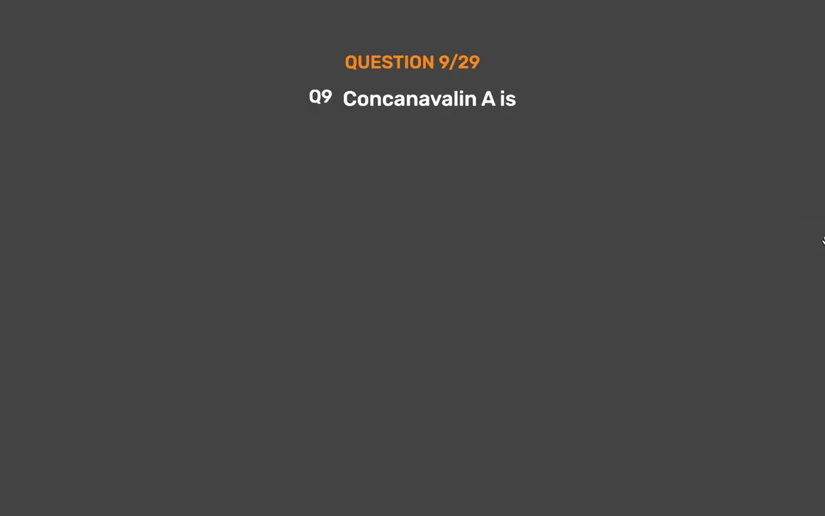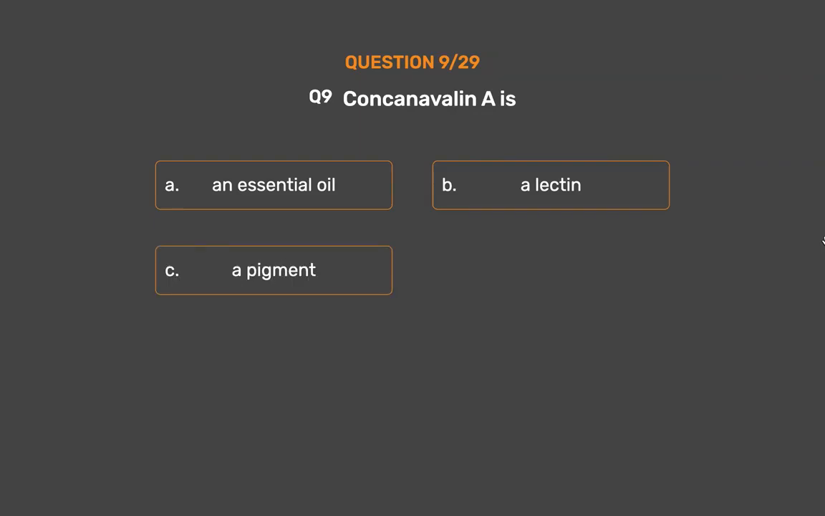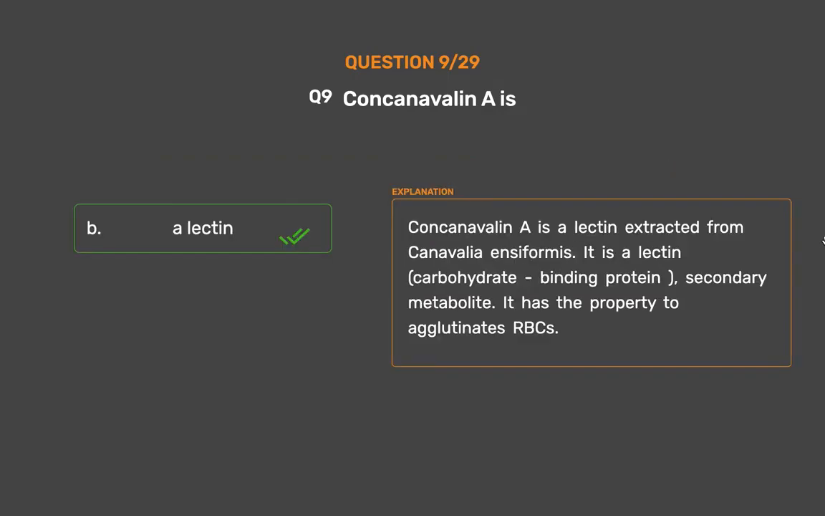Question number 9. Concanavalin is option A. An essential oil. Option B. A lectin. Option C. A pigment. Option D. An alkaloid. The correct answer is option B. A lectin. Concanavalin A is a lectin extracted from Canavalia ensiformis. It is a lectin, a carbohydrate binding protein, a secondary metabolite. It has the property to agglutinate RBCs.